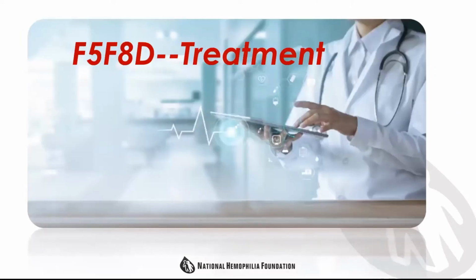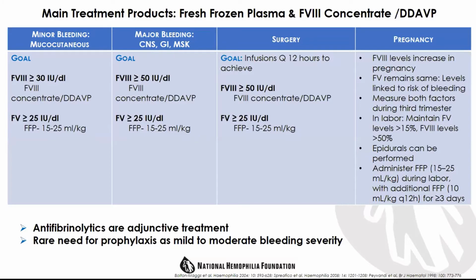So moving on to the treatment of combined factor V and VIII deficiency, the main treatment products include fresh frozen plasma, which helps to replace factor V since we do not have a specific replacement product. And then for factor VIII, we use factor VIII concentrate or desmopressin known as DDAVP. For minor bleeding, as this table shows, if you achieve a goal level of factor VIII at 30% and factor V of 25%, then you can stop the bleeding.